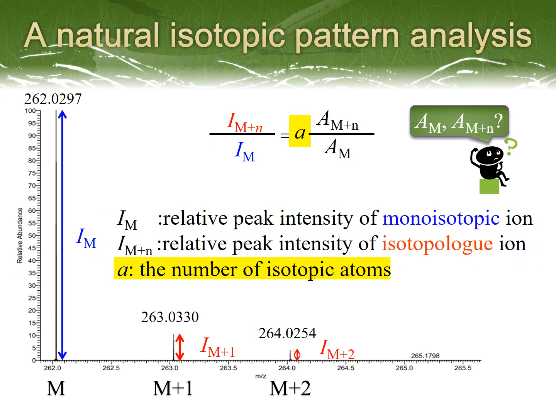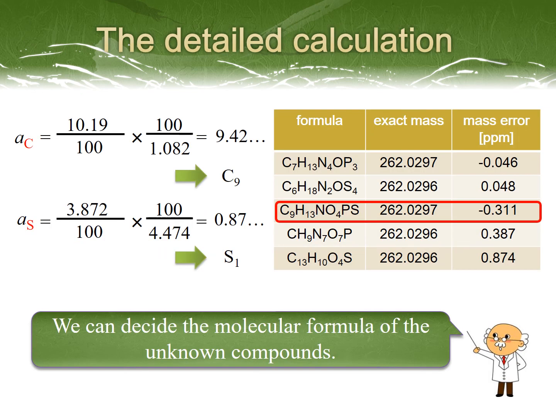Let's see the same spectrum again. Im plus N, Im plus N and Im, all the parameters to calculate A were obtained. Let's see the detailed calculation. By using the observed relative intensities of the isotopolog ions, as well as their natural abundances, the number of carbon and sulfur atoms are calculated to be about 9 and 1, so the molecular formula of this unknown compound is decided to be C9H13O4NPS. As shown here, we can decide the molecular formula of the unknown compounds.